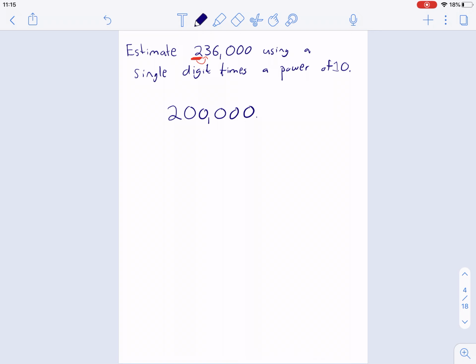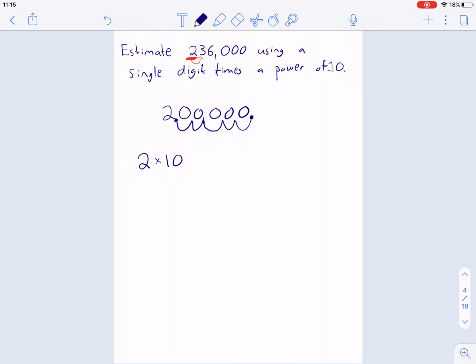Now, I have my decimal at the end here. So I'm going to move my decimal to turn this into a number that's between 1 and 10. So let's move it 1, 2, 3, 4, 5. Here I'm moving my decimal right before the 2, so it'd be 2 times 10. And since I moved my decimal to the left, and since my number here is greater than 1, it's going to be a positive exponent. So it's going to be 2 times 10 to the 5th power.